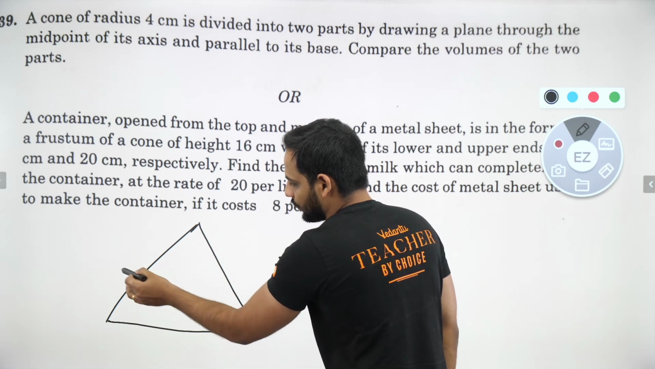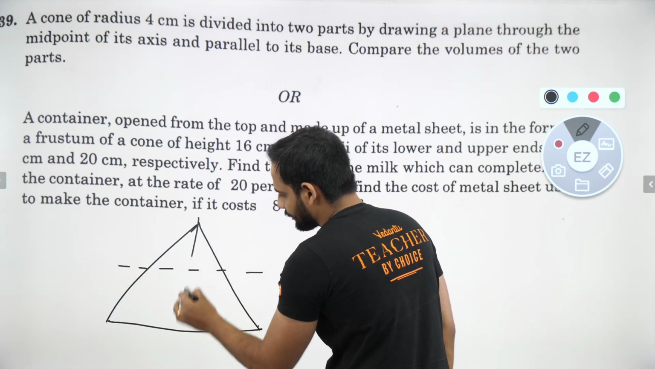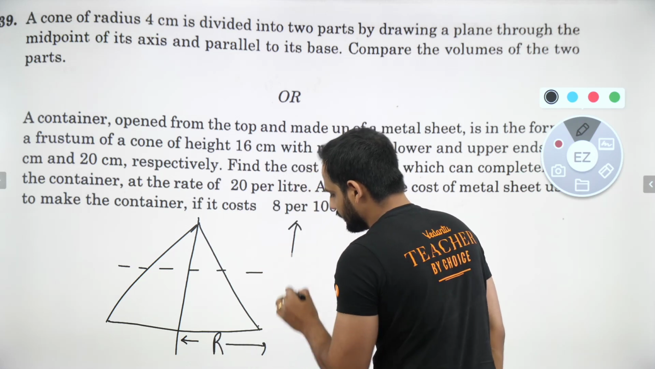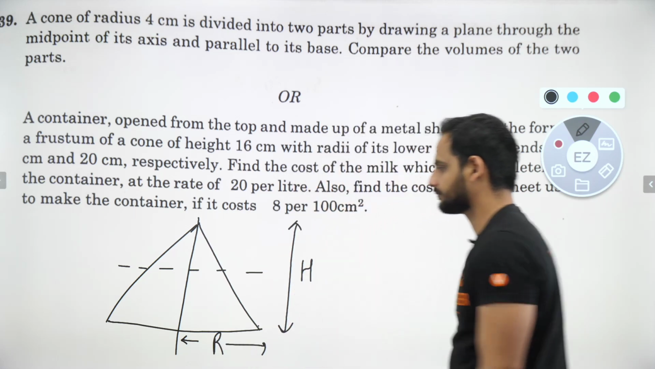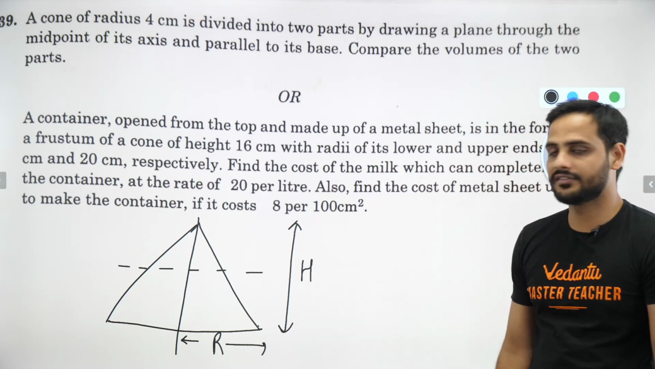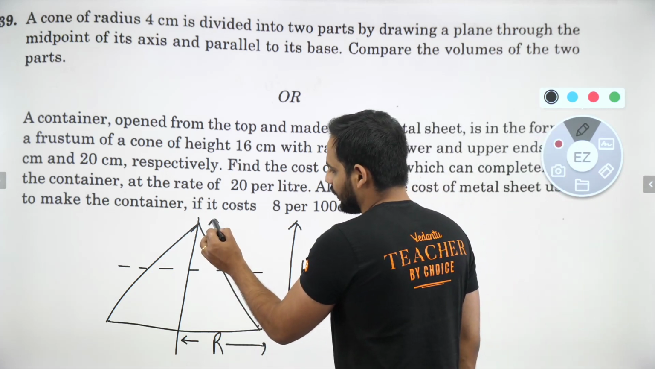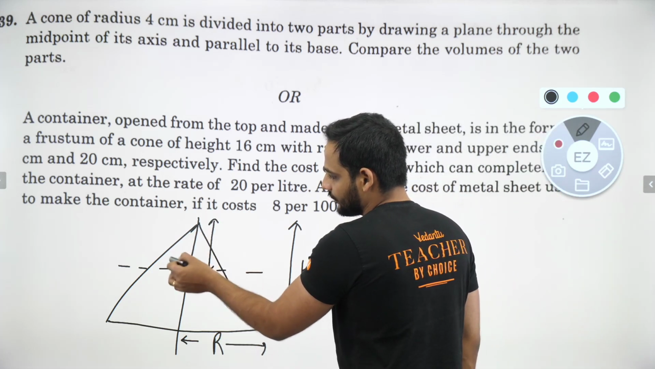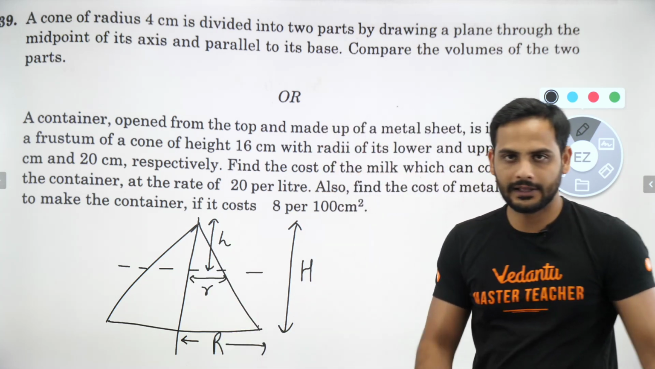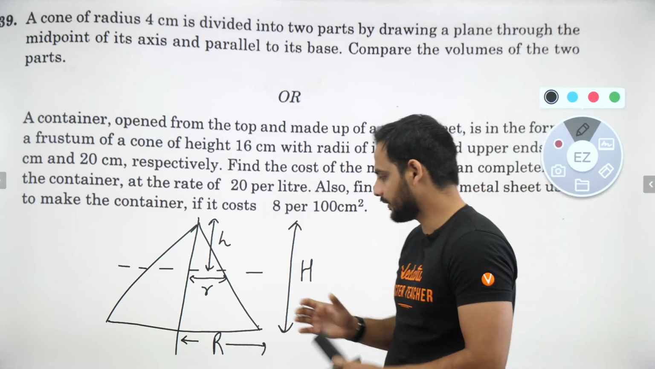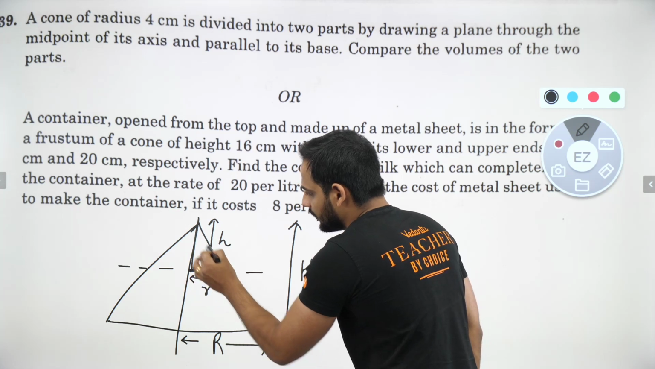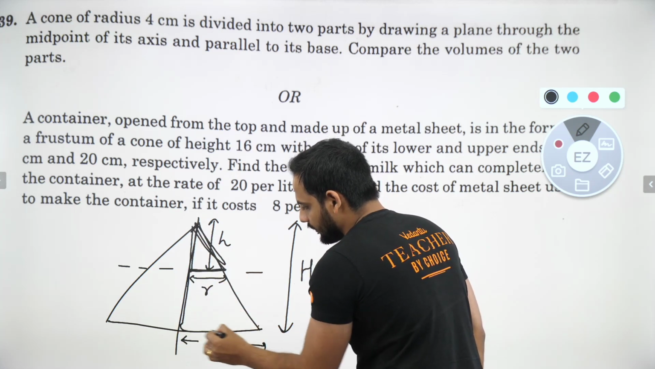Remember, suppose it is a cone and you are intersecting from here. Let's say the cone's radius is capital R, the cone's height is capital H. Now look, let's say the height of the top cone formed is small h and the radius of the top cone formed is small r. In this question, remember, these two triangles formed are similar triangles.